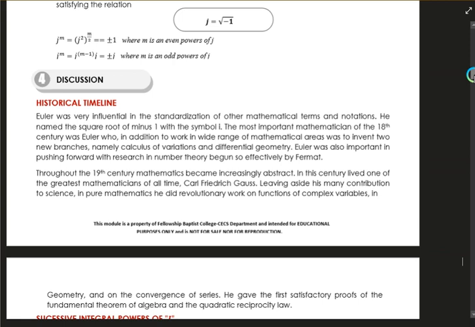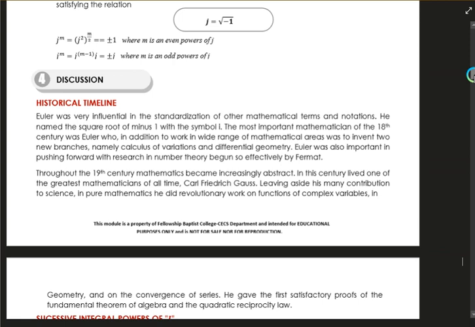The most important mathematician of the 18th century was Euler, who in addition to work in a wide range of mathematical areas, was to invent two new branches. Euler made a great contribution to the calculus of variations and differential geometry. Euler was also important in pushing forward the research in number theory begun so effectively by Fermat.